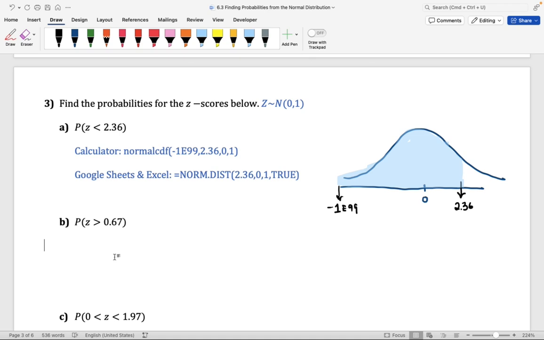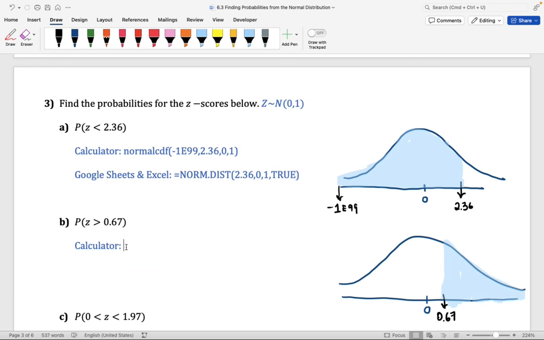If you're trying to find the probability of a z-score being greater than 0.67, you can go ahead and visualize this by drawing a curve. Again, at the center we have 0. We are wanting to find the area above 0.67. On a calculator, we use the function normal CDF. Our lower bound is 0.67. Our upper bound is going to be a really large value, that is 1E99. Then we're going to be asked to enter the mean and the standard deviation. Again, the mean here is 0. The standard deviation is 1.